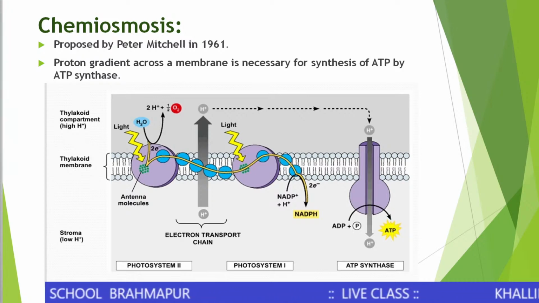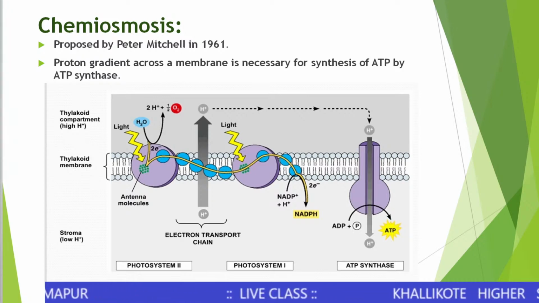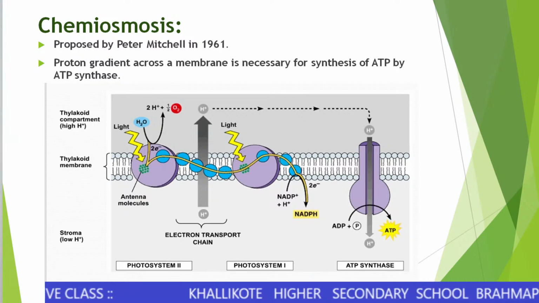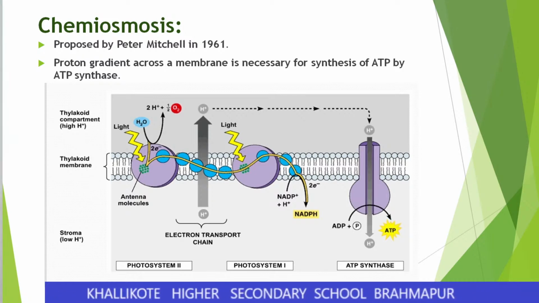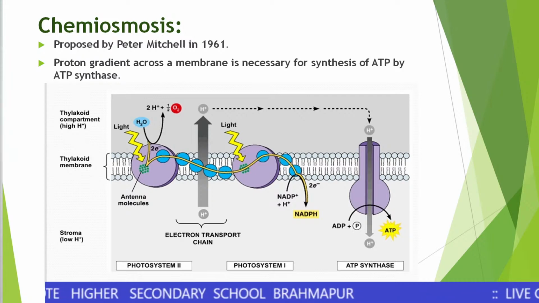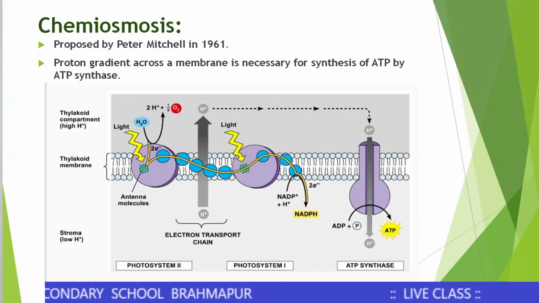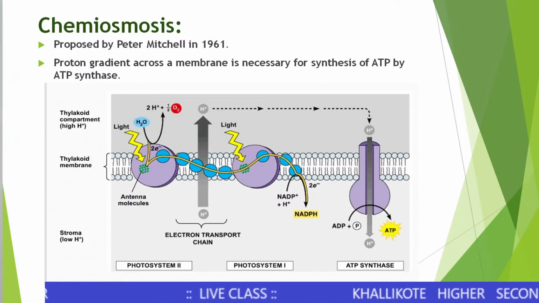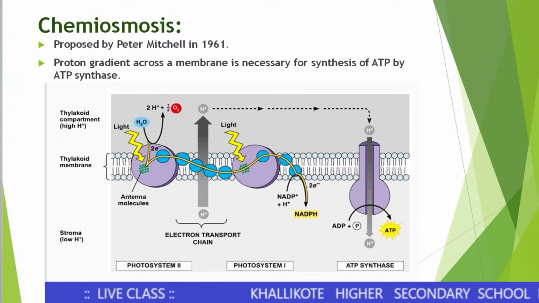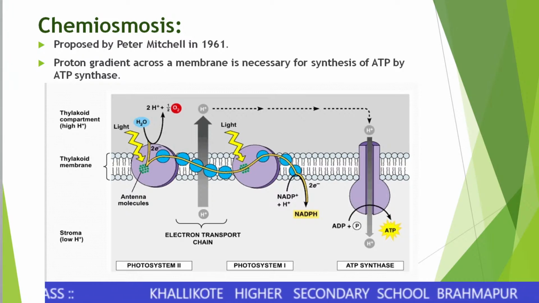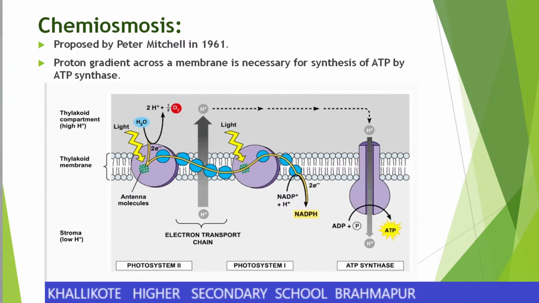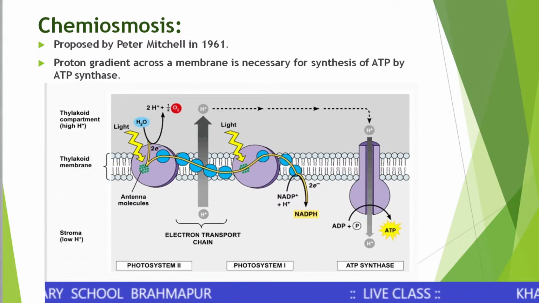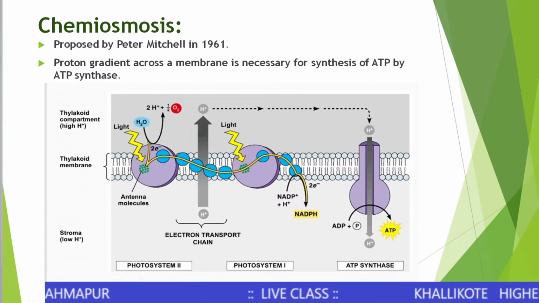So, according to this hypothesis, or the chemiosmotic hypothesis, the proton gradient, or the difference in number of protons or H plus ions across a membrane, is necessary for synthesis of ATP by the enzyme ATP synthase. So to know how chemiosmosis occurs, let us have a look at the arrangement of photosystem 1, photosystem 2 and the ATP synthase or CF0 and CF1 unit in the thylakoid membrane.